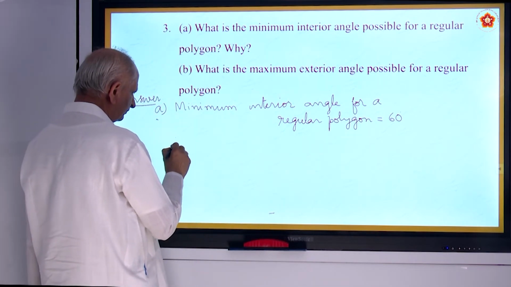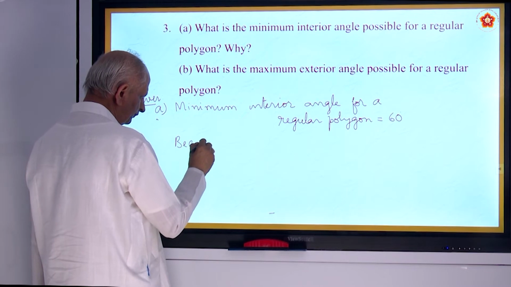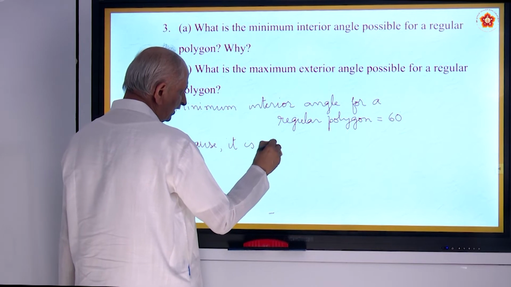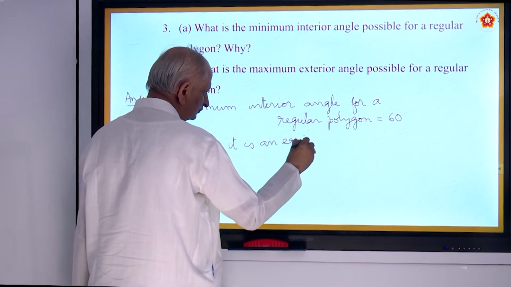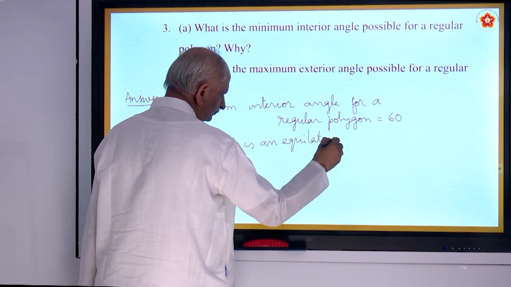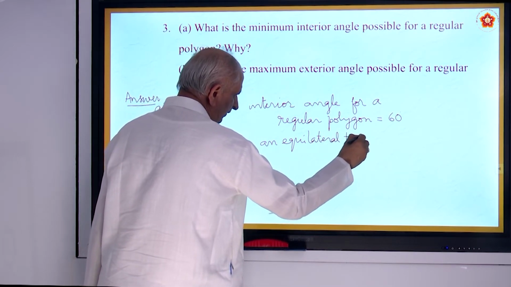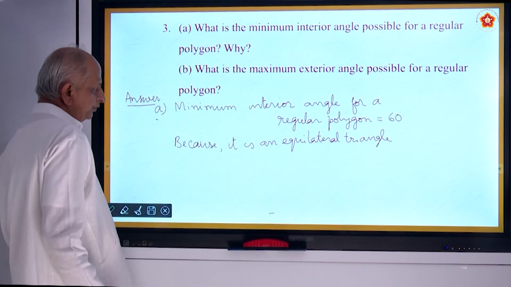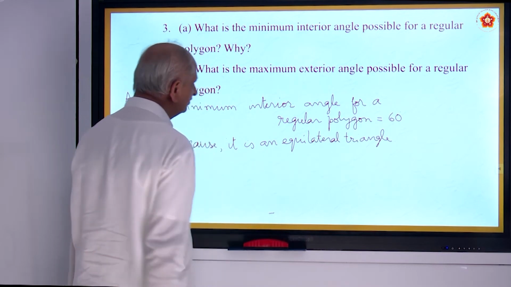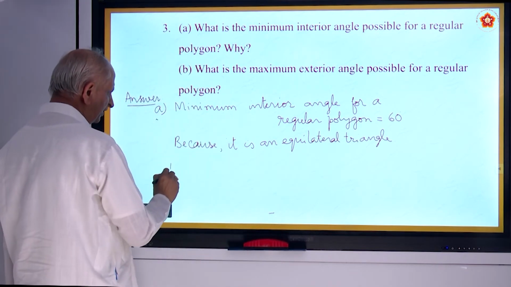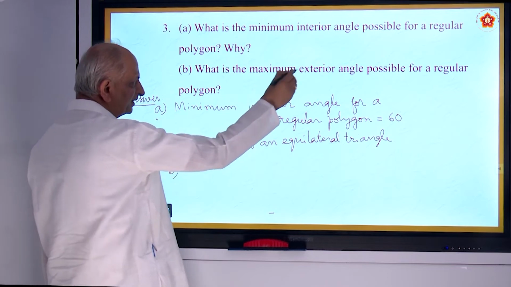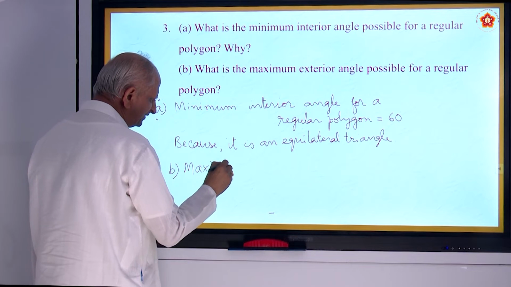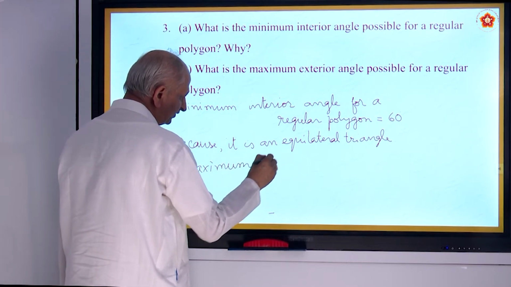They are asking why? Because it is an equilateral triangle. A triangle also is a polygon with three sides. So, if the interior angle is 60 degrees and the answer for the second also is there, what is the maximum exterior angle? So, answer for the second, maximum exterior angle.